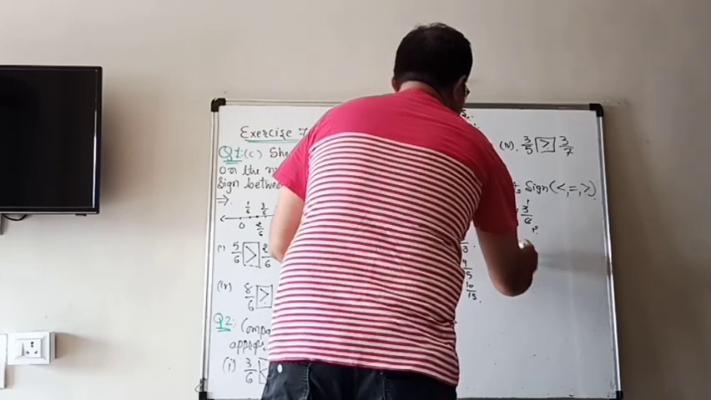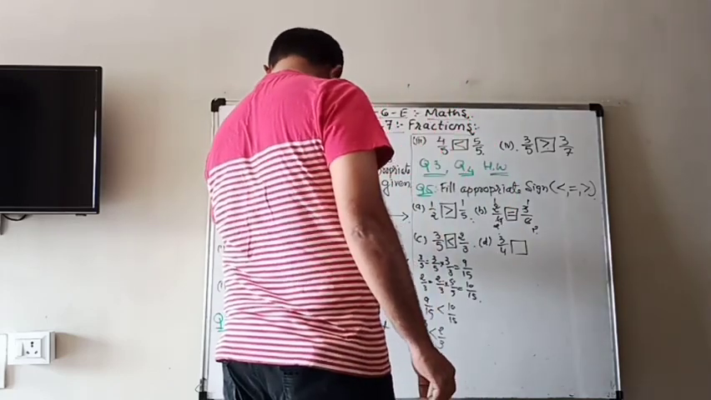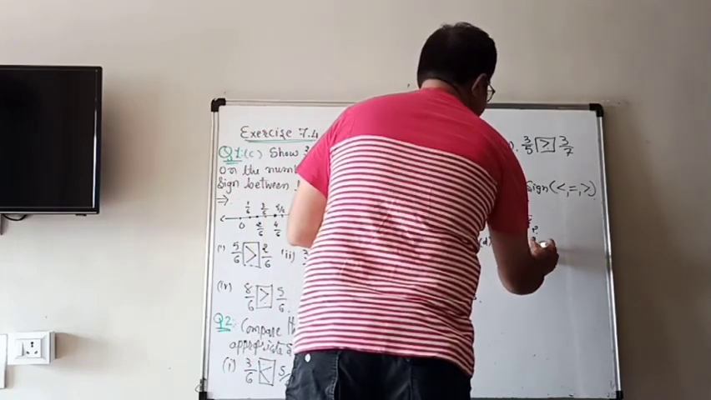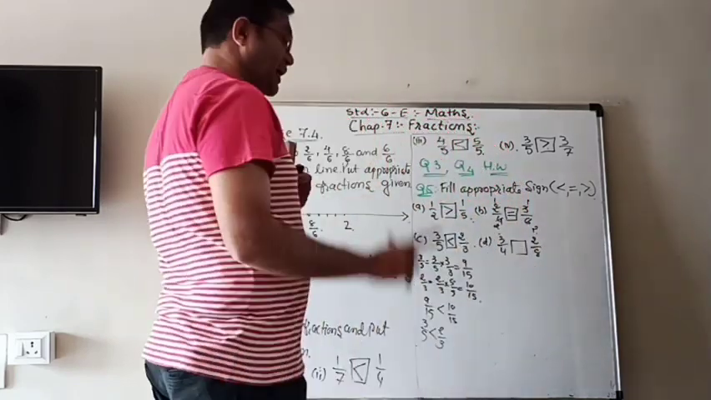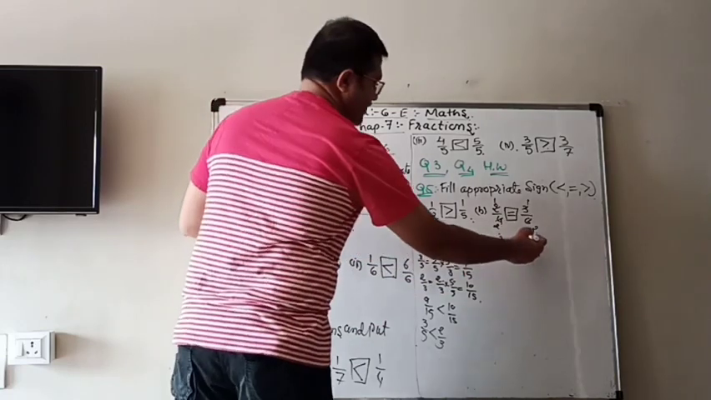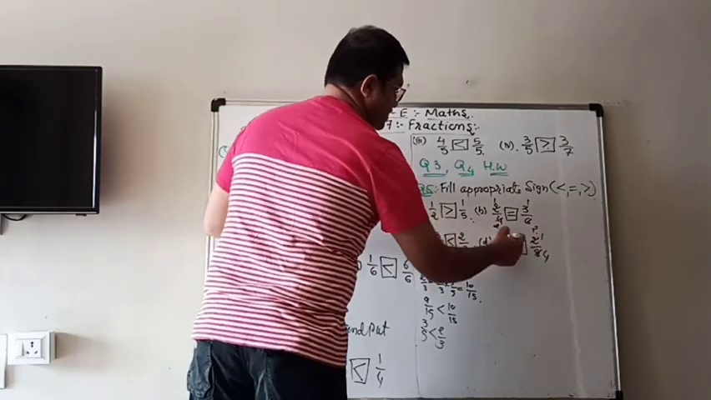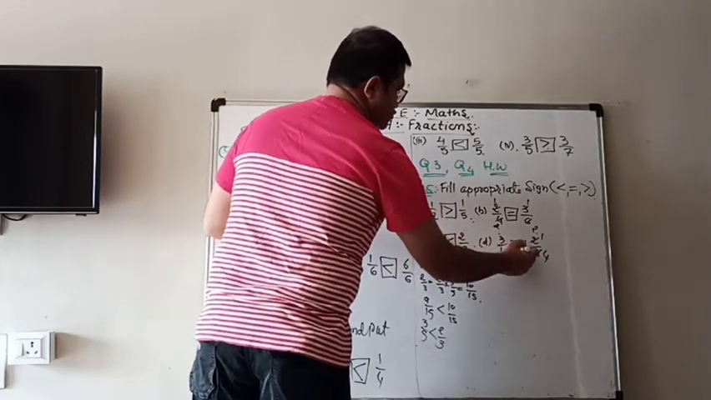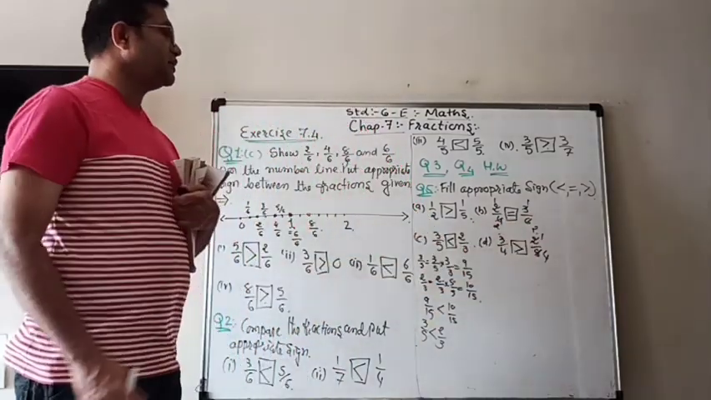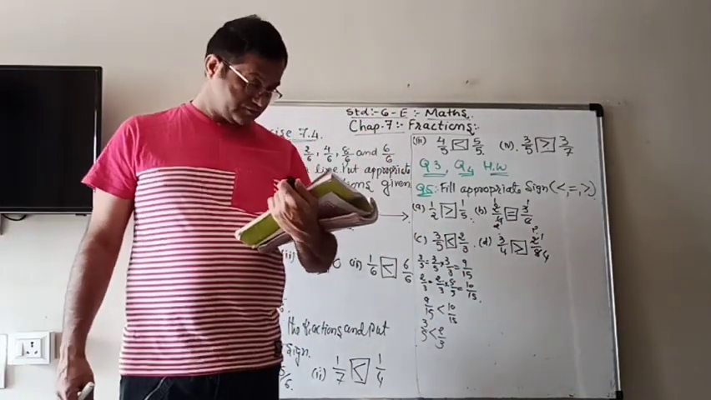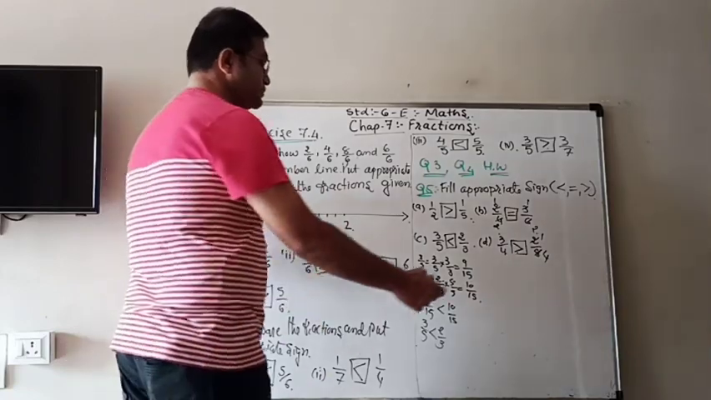3 by 4 and 2 by 8. Now here also easy, look there, 2 4s are 8. So here 3 by 4 and that is 1 by 4. So always 3 by 4 will be greater than 1 by 4. So let's take E.